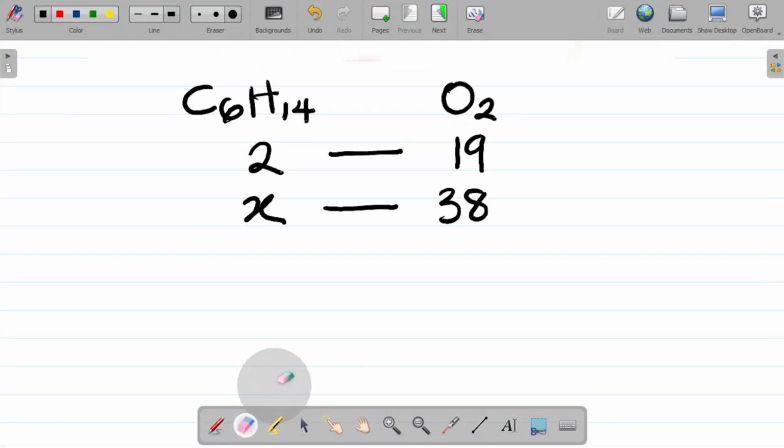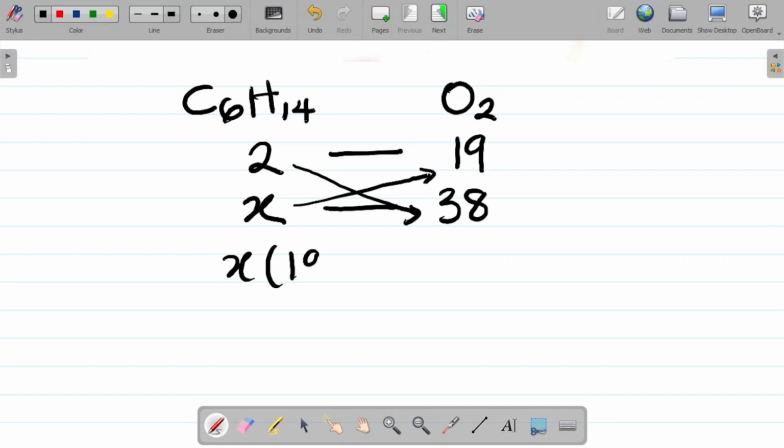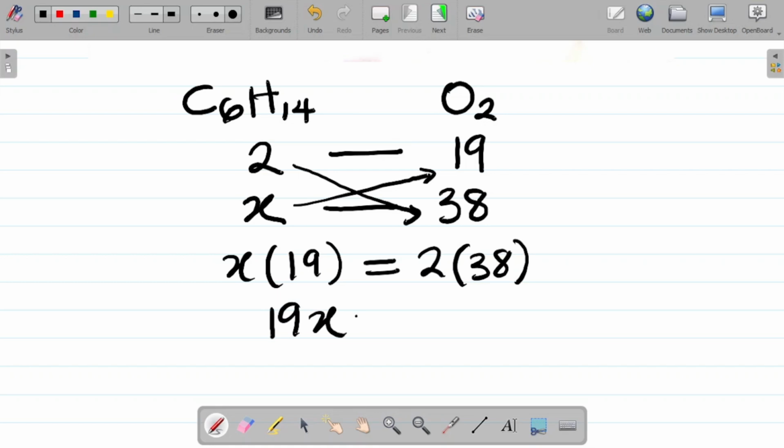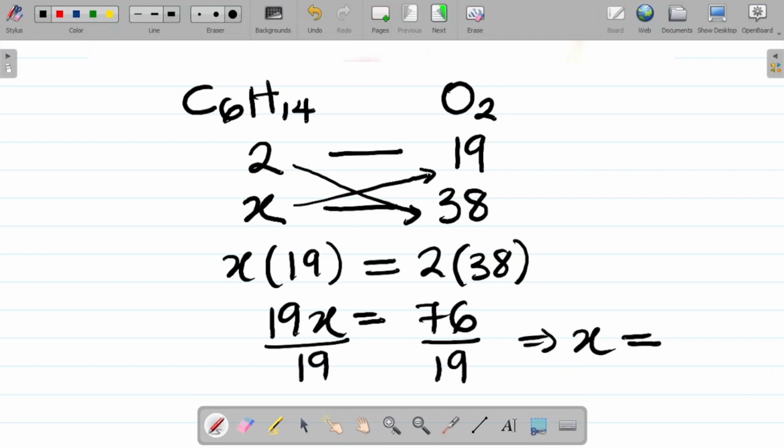To solve this, you just cross multiply, this times this, and then this times this. So it means X times 19 is equal to 2 times 38. I'm just simply cross multiplying. From here, x times 19 gives you 19x, is equal to 2 times 38, that's 76. Divide here by 19 to get x. Divide here by 19. So I'll have that x is equal to 76 over 19, and my answer is 4. So x is 4.